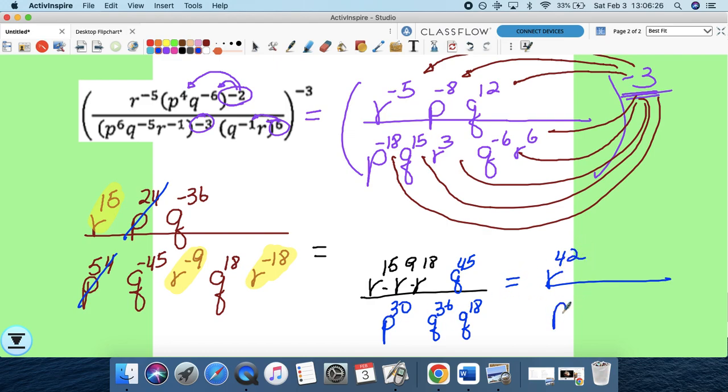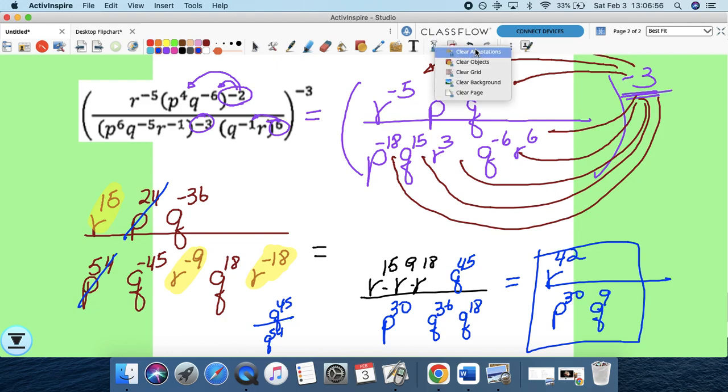P to the 30. And the q's, I have 45 q's on the top, and I have 54 q's at the bottom. After you simplify, you have 45 q's at the top and 54 q's at the bottom. We're going to have 9 q's, q to the 9th power left over, and that's my final answer. Now, I'll do the problem the second way.